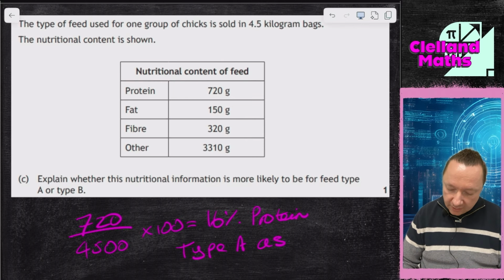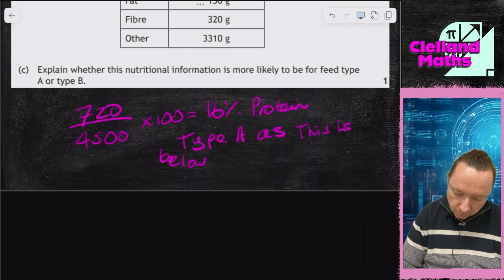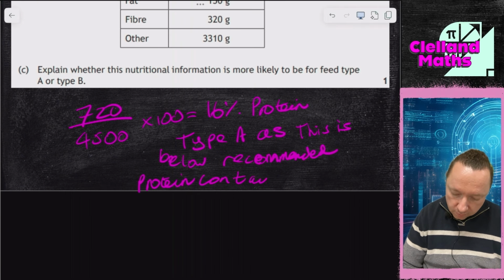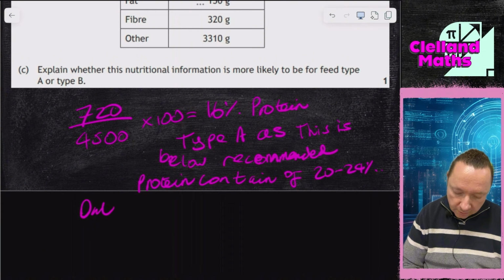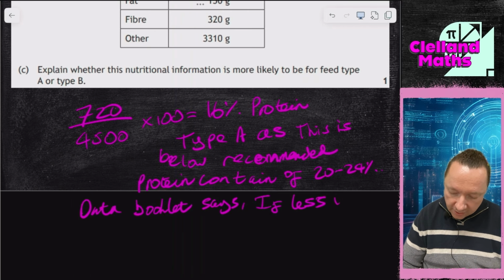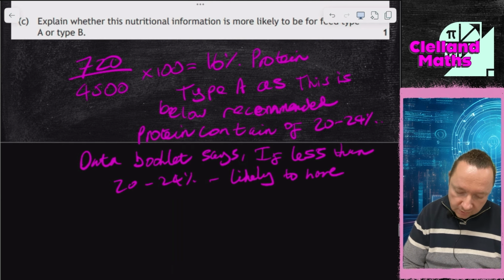So we can say type A as this is below the recommended protein content of 20 to 24%. Data booklet says if less than 20 to 24%, likely to have stunted growth.